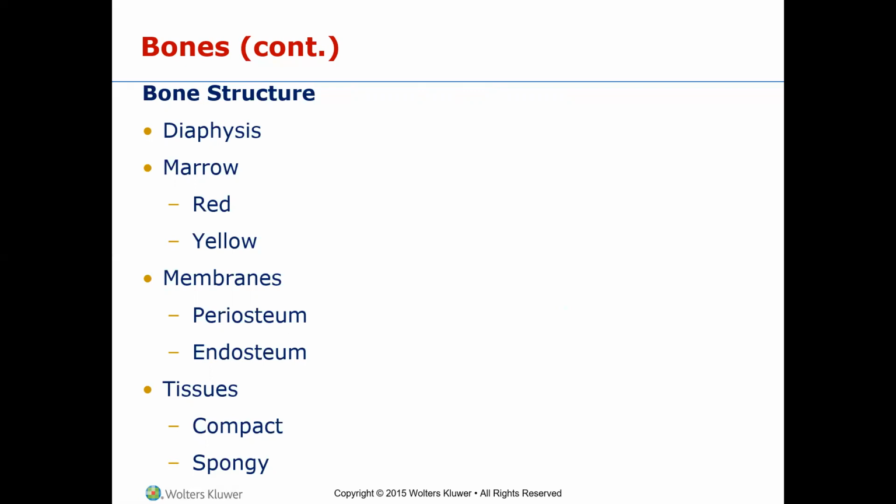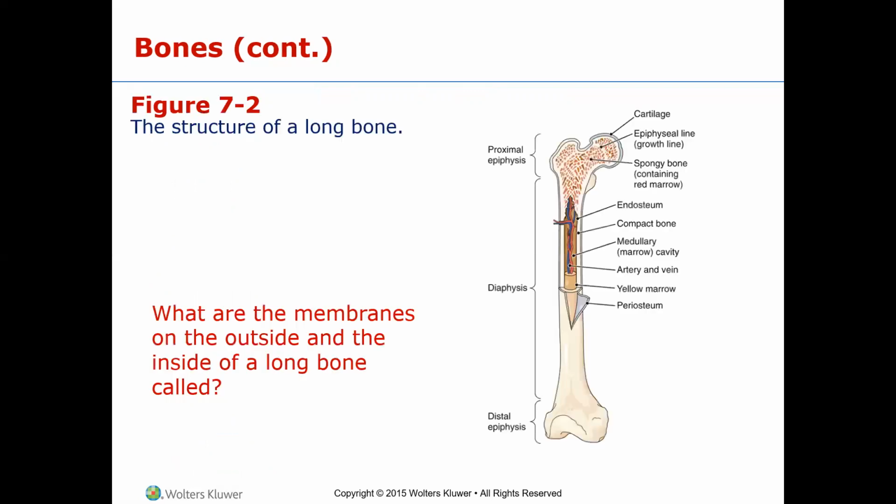We have some membranes that cover the bone, and they are living tissue. The covering of the bone is the periosteum, and then inside the cavity of the bone is the endosteum. And then, of course, we have two different types of tissues in bone, the compact and the spongy.